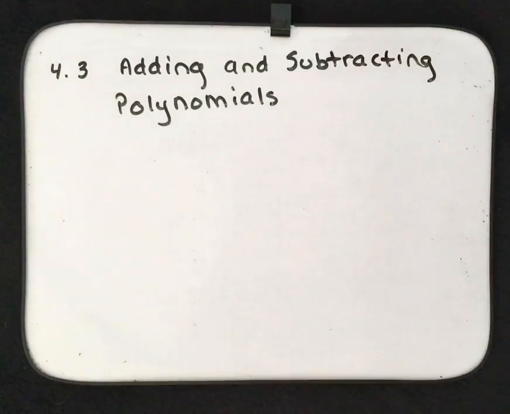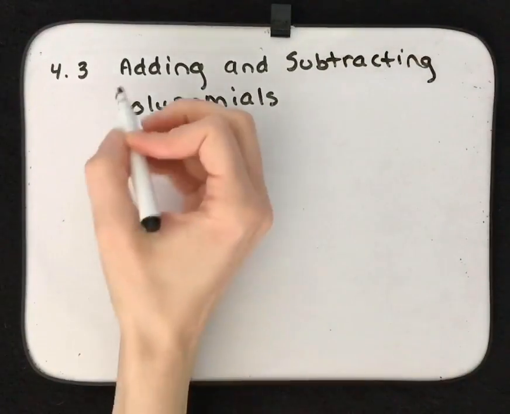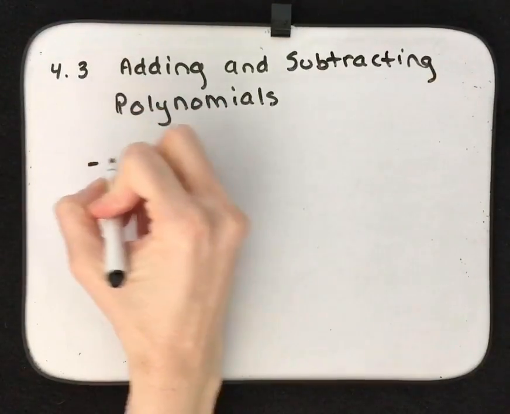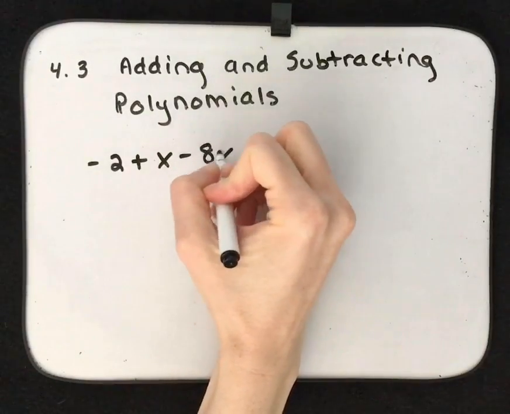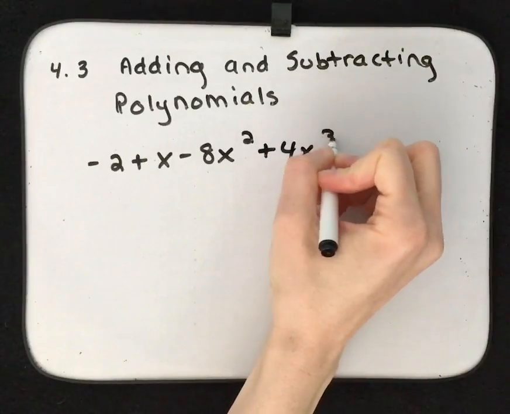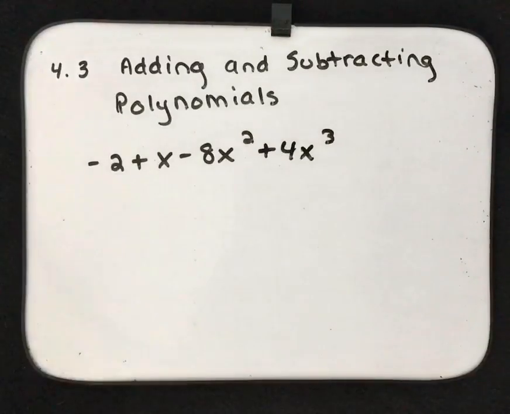Adding and subtracting polynomials. A polynomial is a group of terms that are coming together to make one piece. For example, if we're given the polynomial negative 2 plus x minus 8x squared plus 4x to the third, this polynomial has 1, 2, 3, 4 terms. Terms are separated by addition or subtraction.